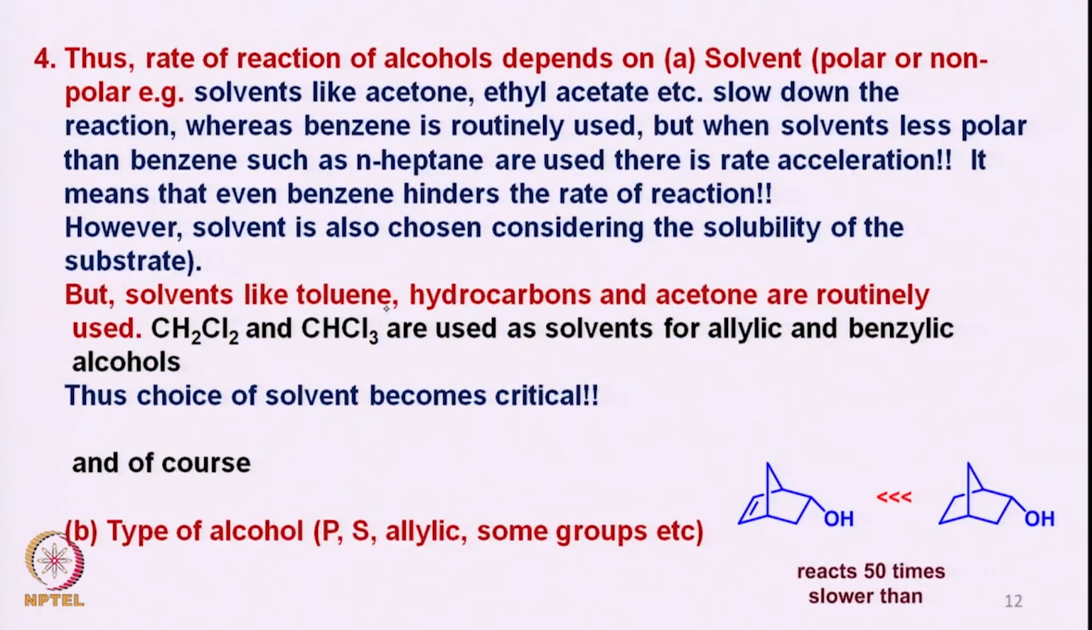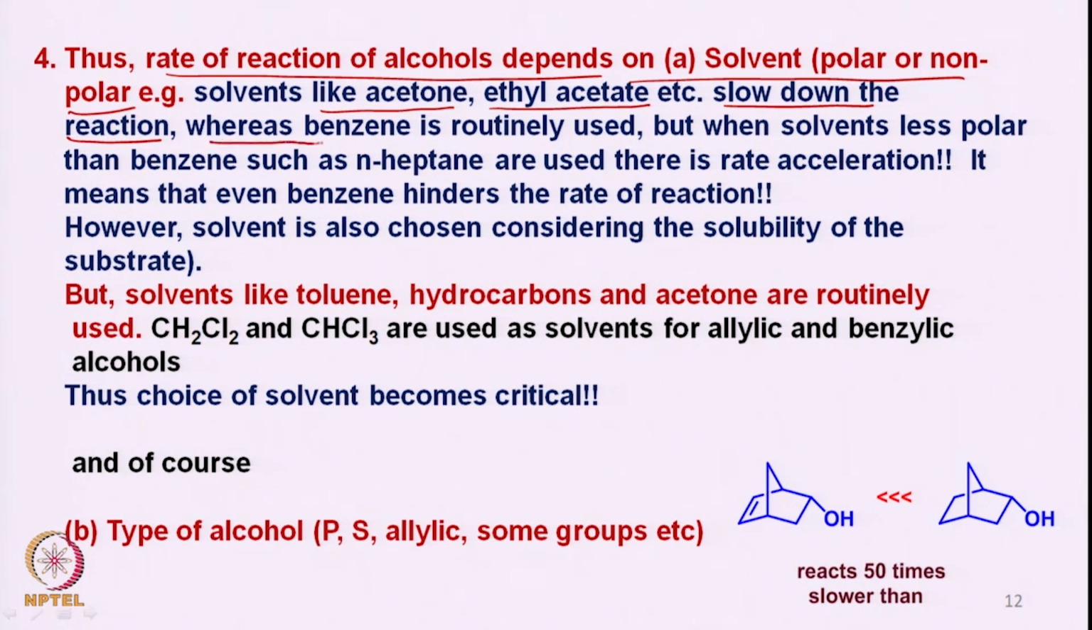Now let us see the polar effects. The rate of reaction of alcohols depends on the solvent, polar or non-polar. For example, solvents like acetone and ethyl acetate slow down the reaction because there is a competition between the oxygen of the acetone and the ethyl acetate with the oxygen of the alcohol to attach on the surface of the silver carbonate Celite system.